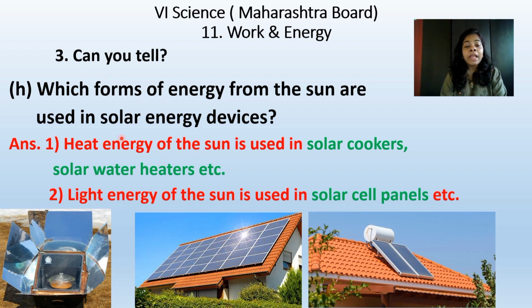Let us see. Heat energy of the sun is used in solar cookers, solar water heaters, etc. This is the solar cooker, children, and this one is a solar water heater. Light energy of the sun is used in solar cell panels. This is a solar cell panel. A single cell is called a solar cell and a combination of many cells is a solar cell panel.